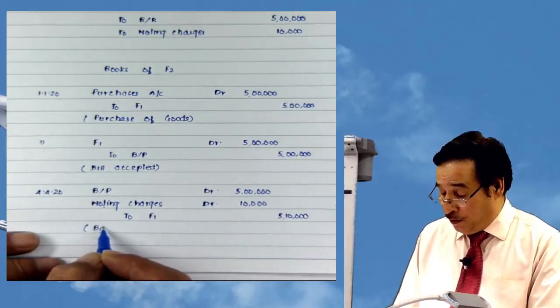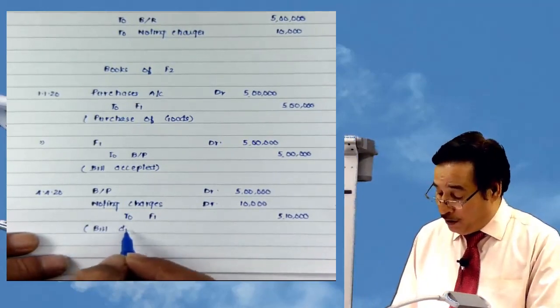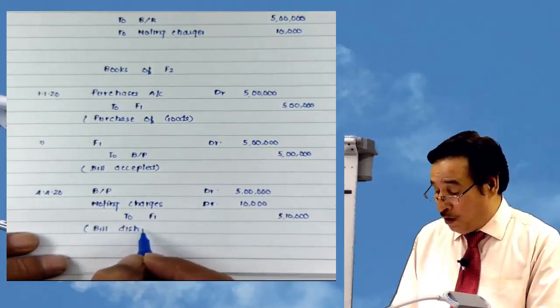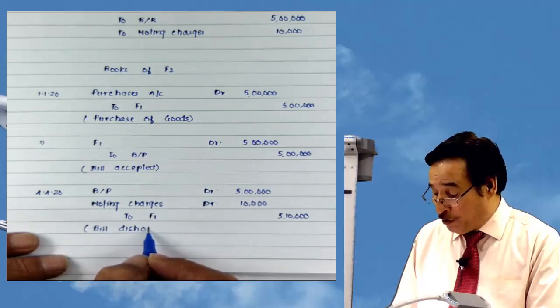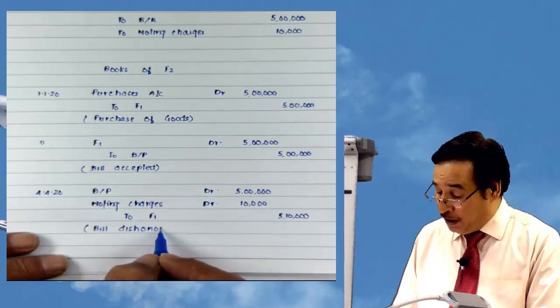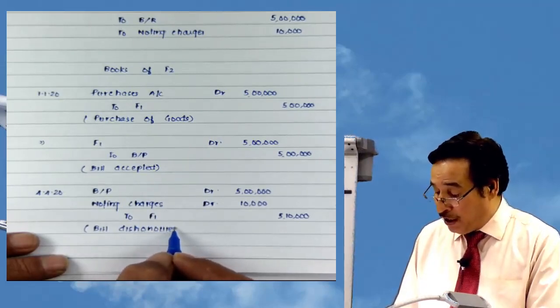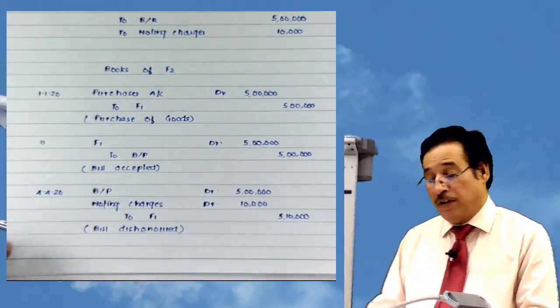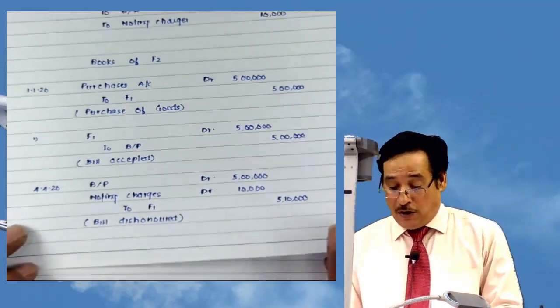Bill dishonored. The entry in the books of the drawee in all the cases will remain the same as far as dishonor is concerned. Is it clear to you or not?